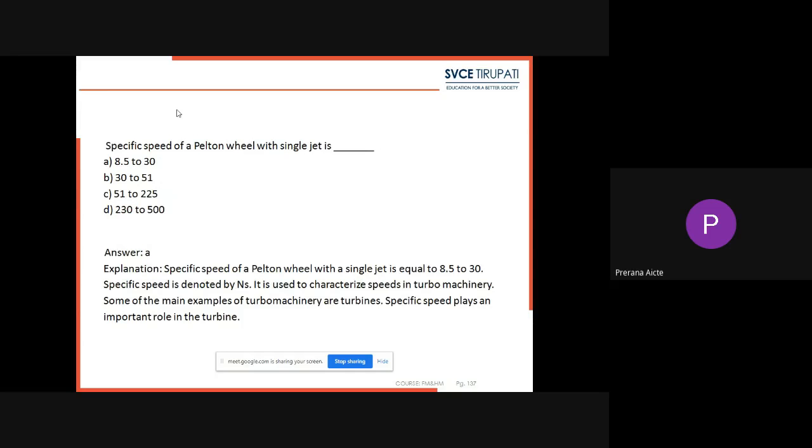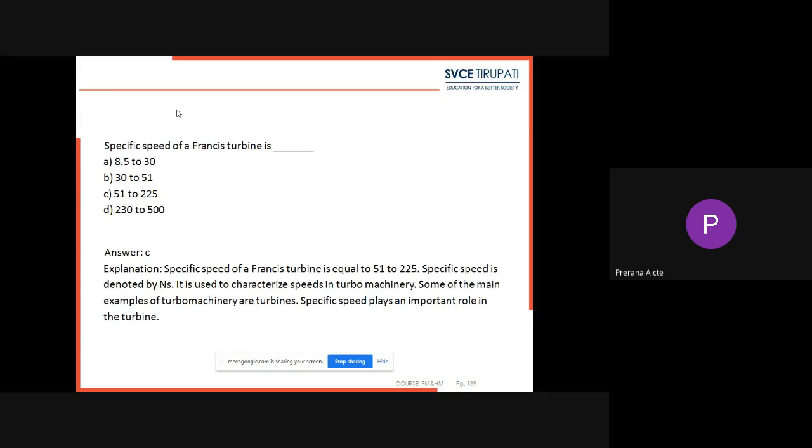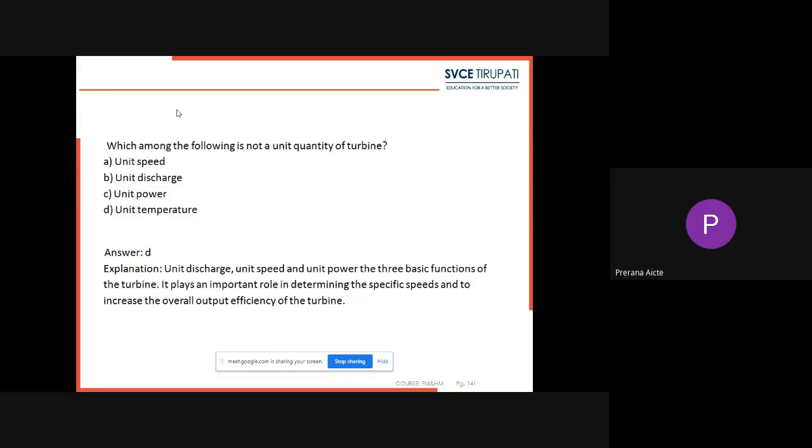The specific speed of a Pelton wheel with a single jet ranges from 8.5 to 30. The specific speed of a Pelton wheel with multiple jets ranges from 30 to 51. The specific speed of a Francis turbine ranges from 51 to 225. The specific speed of a Kaplan turbine ranges from 355 to 860.